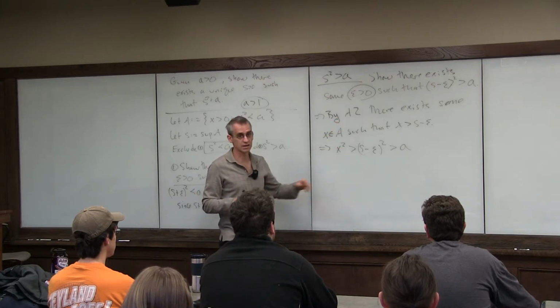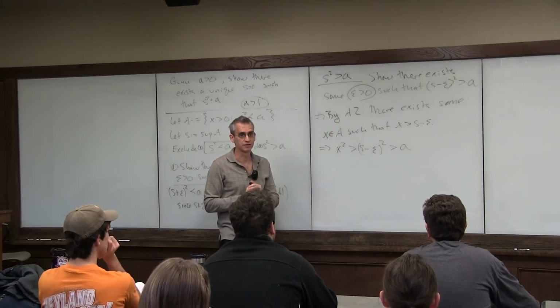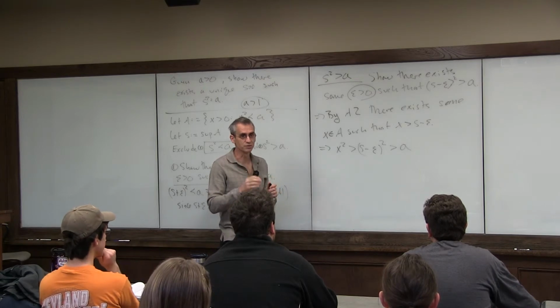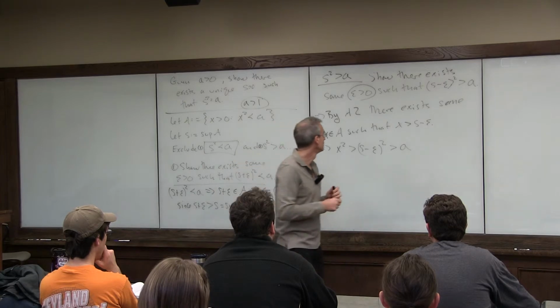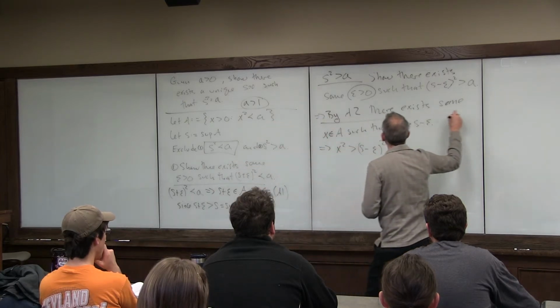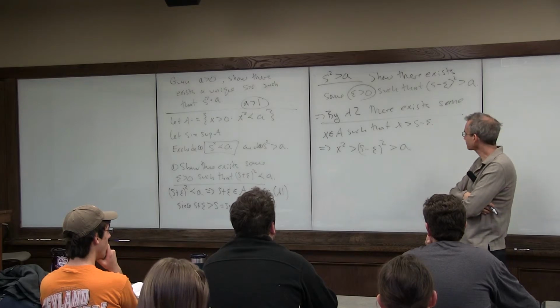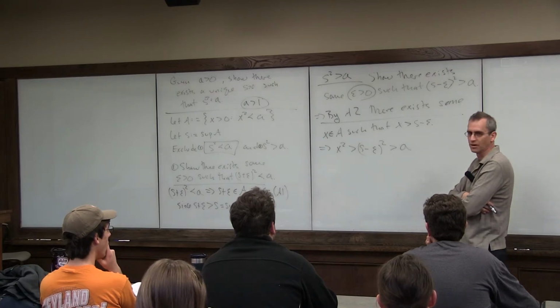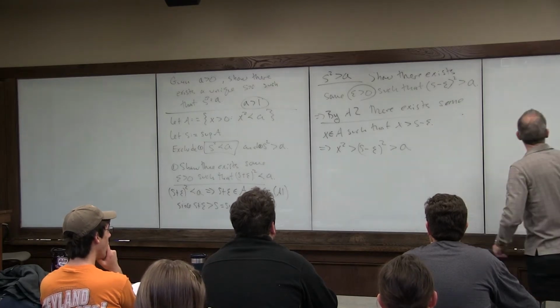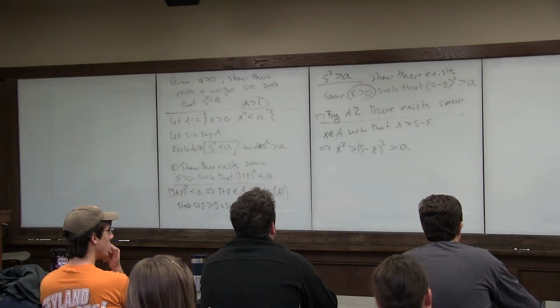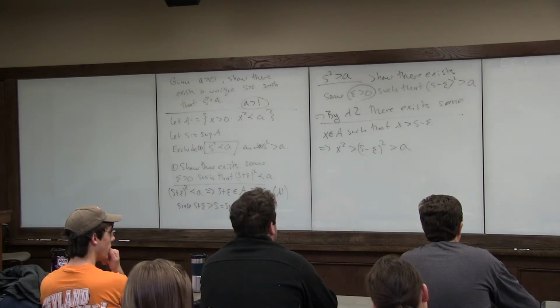Okay, what's the mistake here? It's kind of close, but the mistake is below this line. It's that we automatically assume that x squared is greater than this. Is it true that a bigger than b implies a squared bigger than b squared?